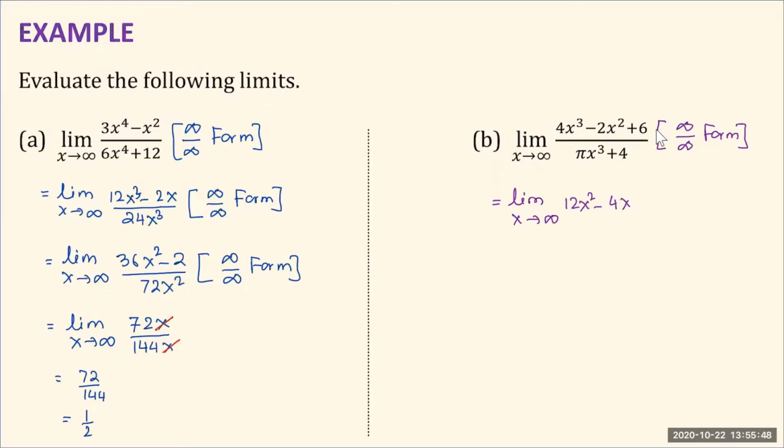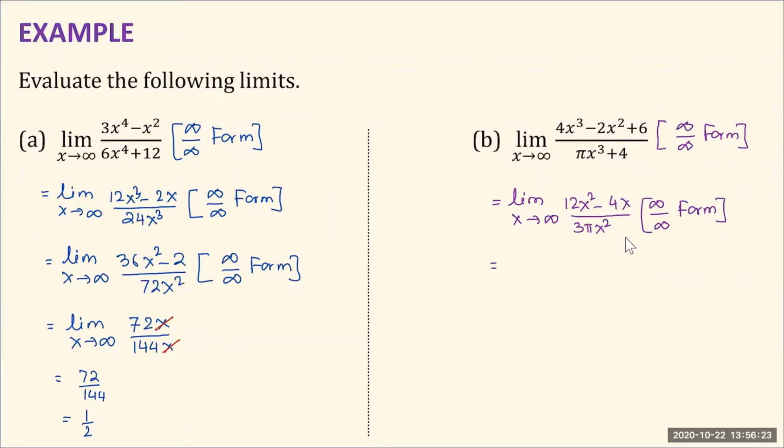So divided by, in the denominator, pi is a constant. So here we use the power rule. 3 times pi, 3 pi x squared. And the derivative of 4 is a constant, so that is 0. The derivative of a constant is 0. And you can see you have a quadratic function in the numerator and a quadratic function in the denominator. So when x goes to infinity, both quadratic functions go to infinity. So it will be infinity over infinity. So this is an indeterminate form.